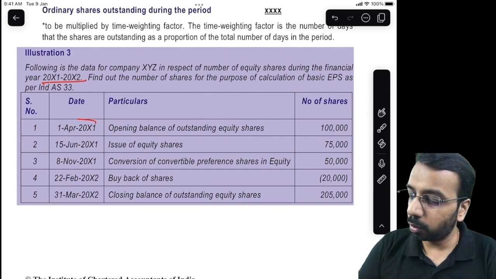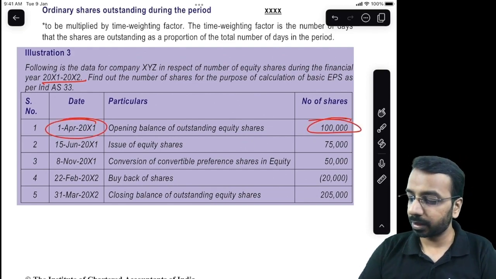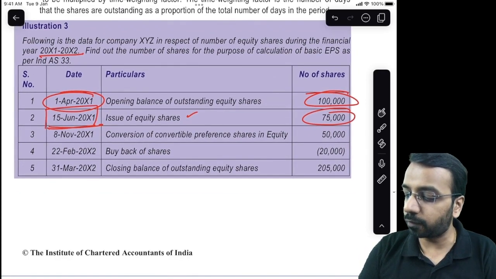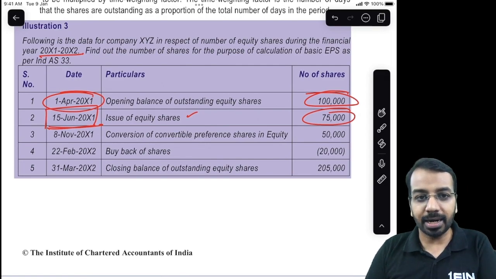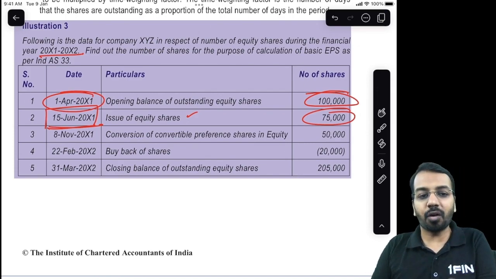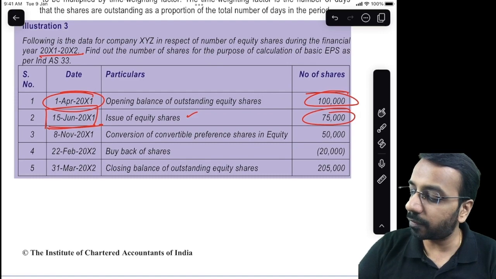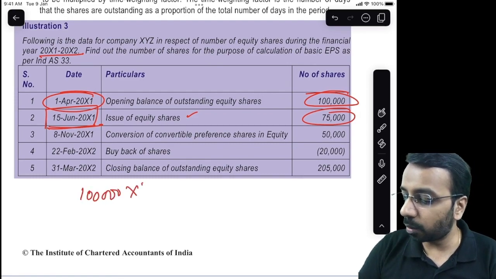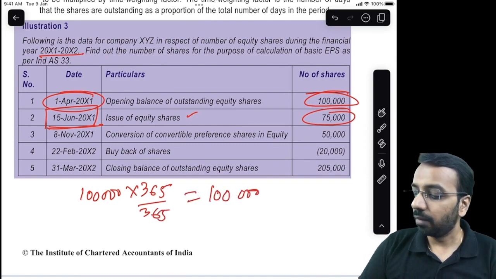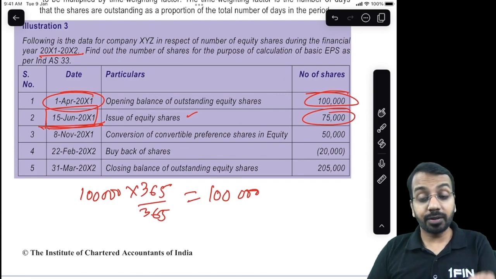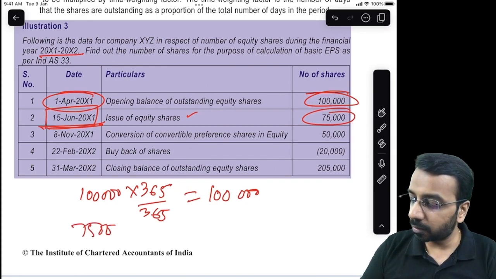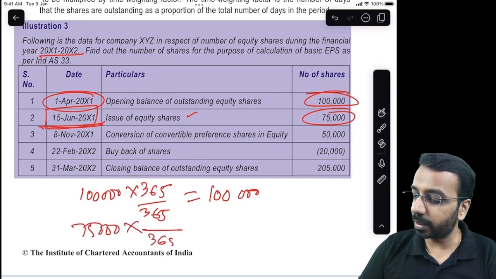Here we are looking at year 1, year 2. On 1st of April, the opening balance is 1 lakh. On 15th of June, 75,000 has been issued. Please understand, whatever you issued on 15th of June is not outstanding for the entire period; it is outstanding only for the remaining part of the period. Whatever you issued on 1st of April, this 1 lakh, is outstanding for 365 days, so this represents 1 lakh shares. Whereas whatever you issued on 15th of June is outstanding from 15th of June till 31st of March only for so many days. So for the 75,000, you calculate the number of days, divide by 365, and you get this factor.